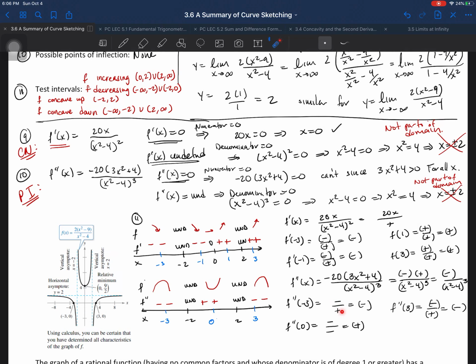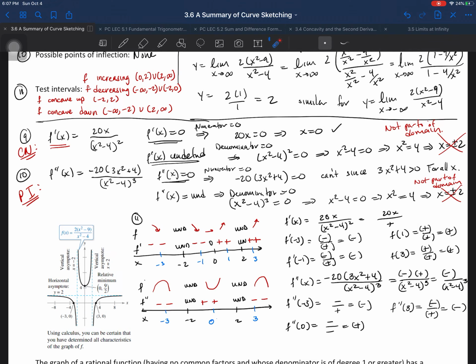When I plug in negative 3, the bottom will be positive because this will give me 9 minus 4. So it will be positive. Negative over positive is negative. When I plug in 0, the top will always be negative, and 0 squared minus 4 will be negative. Negative over negative is positive. When x is 3, the top will always be negative, so the bottom part will be positive. Negative over positive is negative. So we have negative, positive, negative.